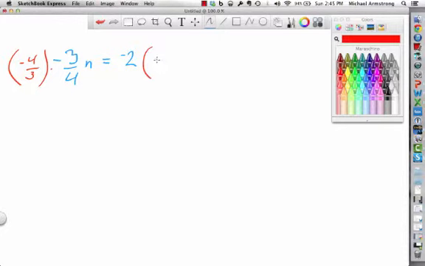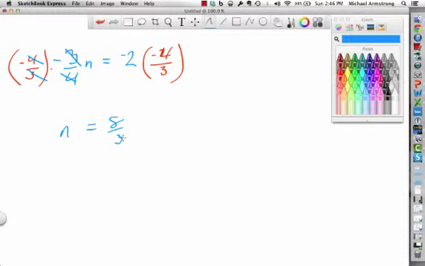But remember, what we do to one side, we have to do to the other. This is supposed to be a 4. And we come down here and we kind of rewrite that. 4 cancels with 4, 3 cancels with 3. And 2 and 3 don't cancel, so we just leave that alone. We've got n. Negative 2 times negative 4 is 8/3. And that's a good answer right there.